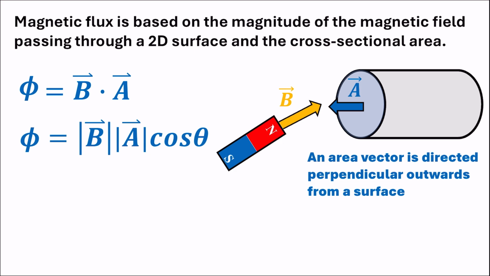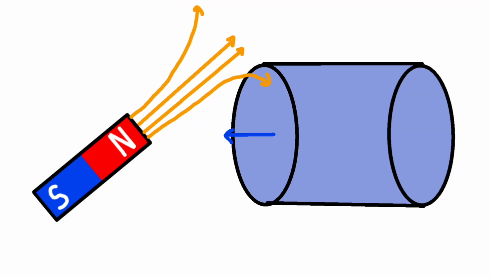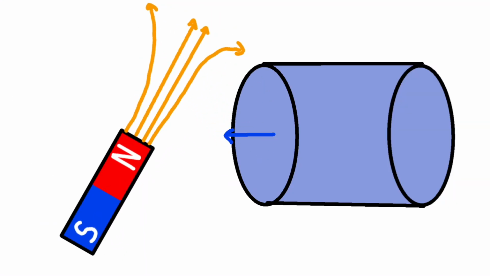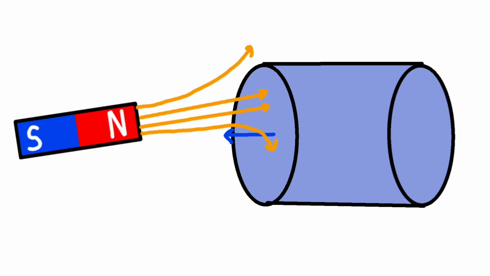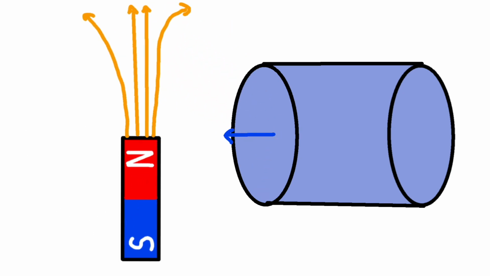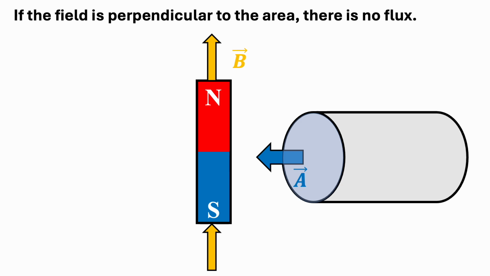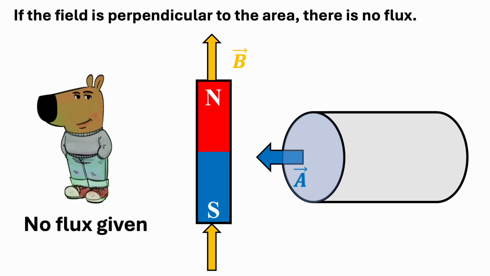And the dot product can be written as the product of the magnitudes, so the number assigned to both the field and the area, times cosine of the angle between them. And then oftentimes it's just written as phi equals BA cosine theta. Now the smaller the angle is, or the more parallel the field vector is to the area vector, the more flux you're going to get. The bigger the angle is, closer to 90 degrees, there's less flux. And when they're perpendicular, or when theta is 90 degrees, there's no flux through the 2D surface.